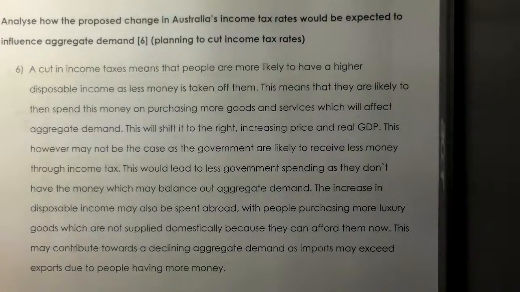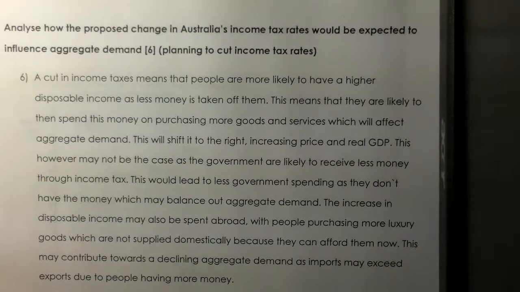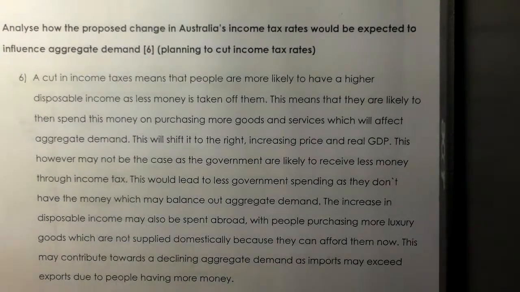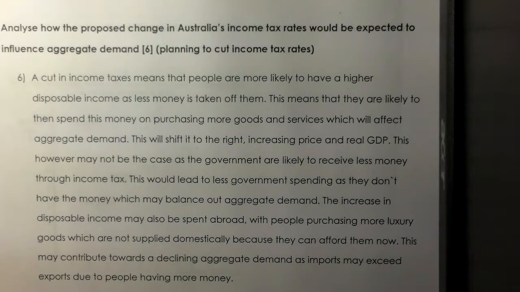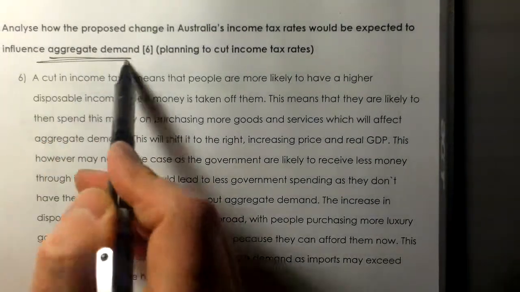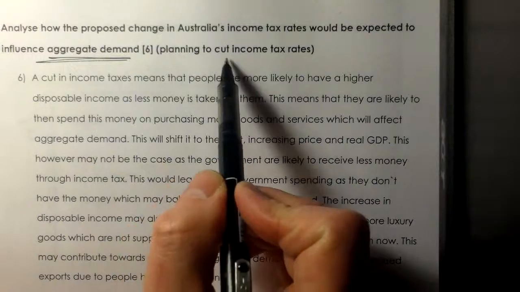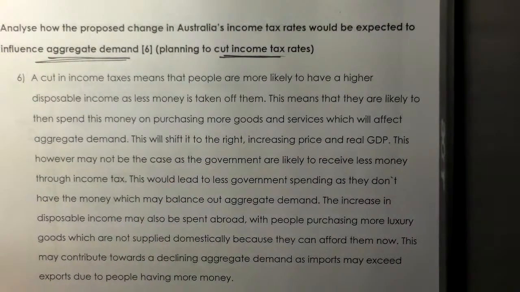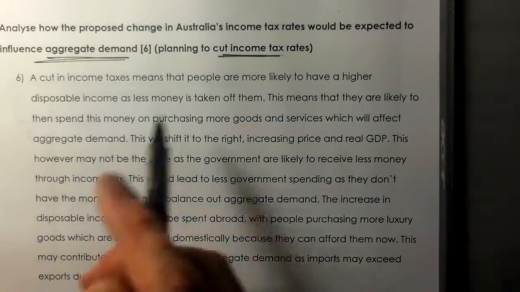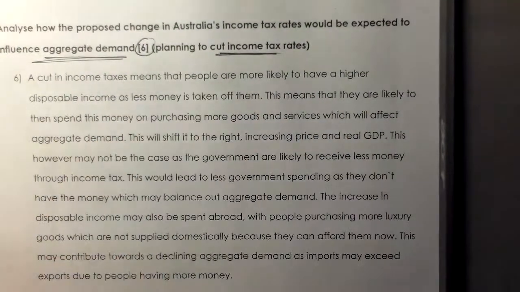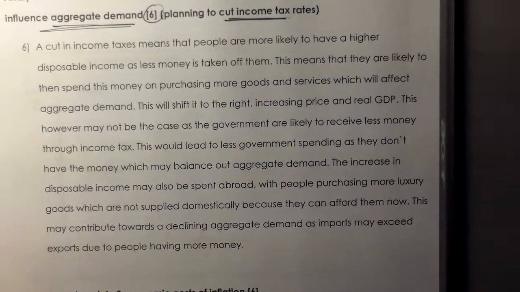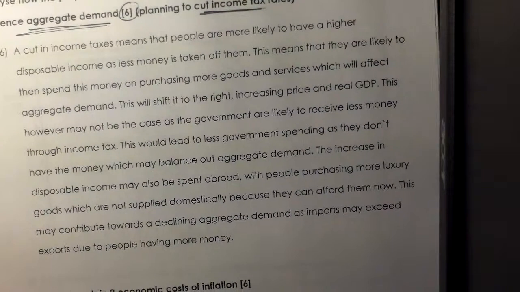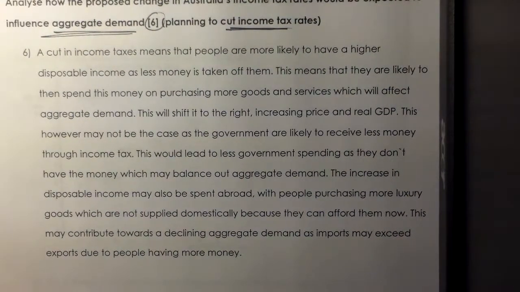The next question is analyse how the proposed change in Australia's income tax rates would be expected to influence aggregate demand. The change in the case study is talking about a cut in income taxes, so how that would affect aggregate demand, and it's worth 6 marks. So at least 4 or 5 steps in explaining the effect on the market.